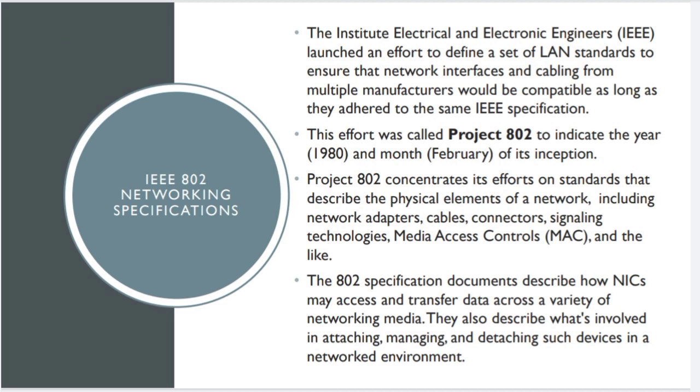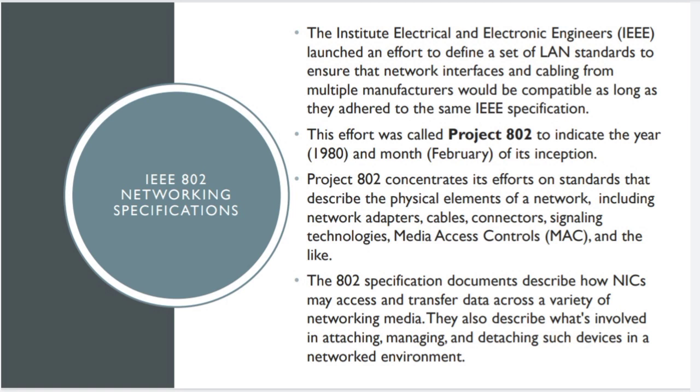The Institute of Electrical and Electronics Engineers, or IEEE, launched an effort to define a set of LAN standards to ensure that network interfaces and cabling from multiple manufacturers would be compatible as long as they adhered to the same IEEE specification. This effort was called Project 802 to indicate the year and the month of its inception. Project 802 concentrates its efforts on standards that describe the physical elements of a network, including network adapters, cables, connectors, signaling technologies, media access controls, and the like.